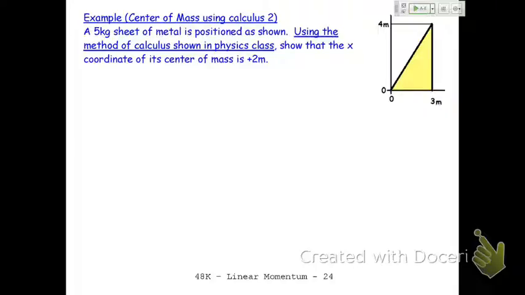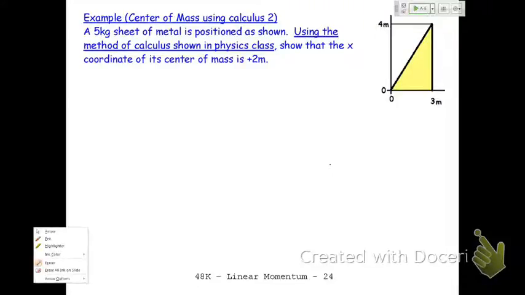So, okay. This says, a 5 kilogram sheet of metal is positioned as shown. Using the method of calculus as shown in physics class, show that the x-coordinate, so the x-axis position for the centre of mass, is +2. So my actual centre of mass is going to be somewhere like that, but I want to find out that x position. That's what I'm looking at. I just need to get the eraser out and remove that so that we can keep it clean.